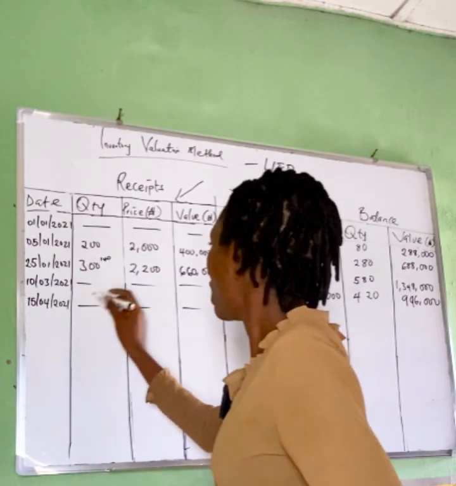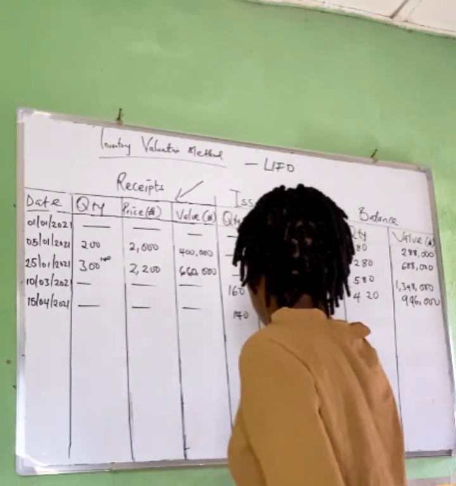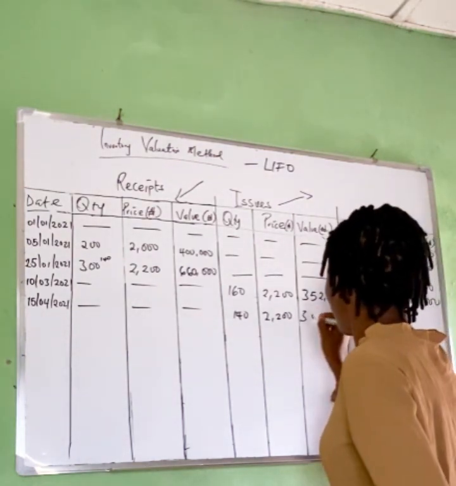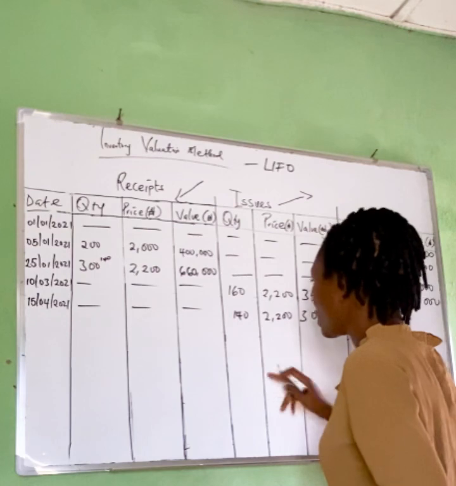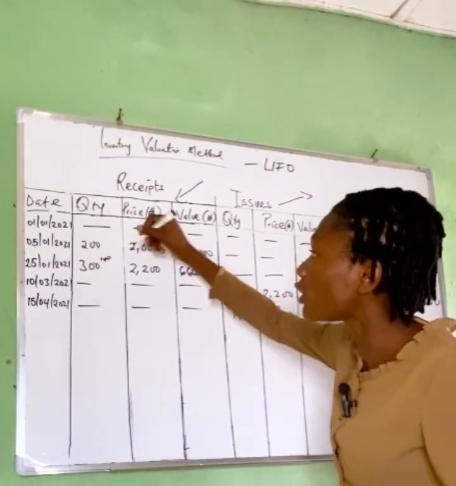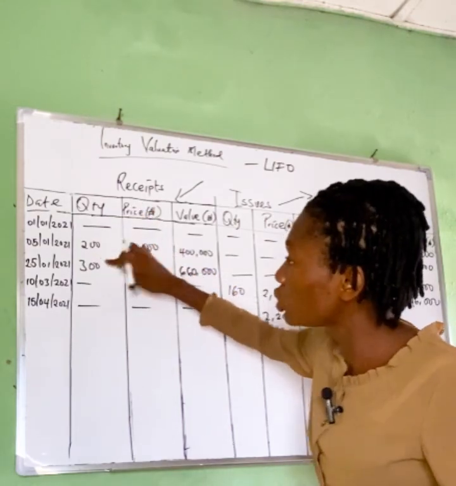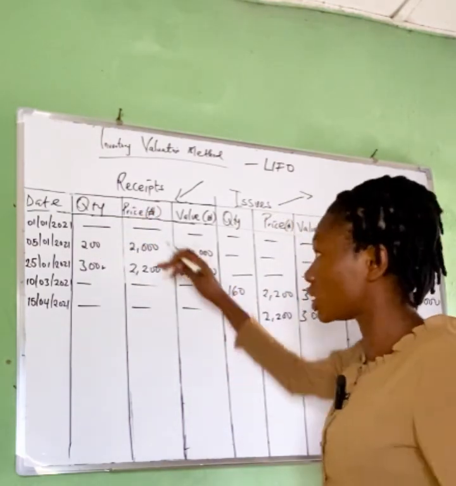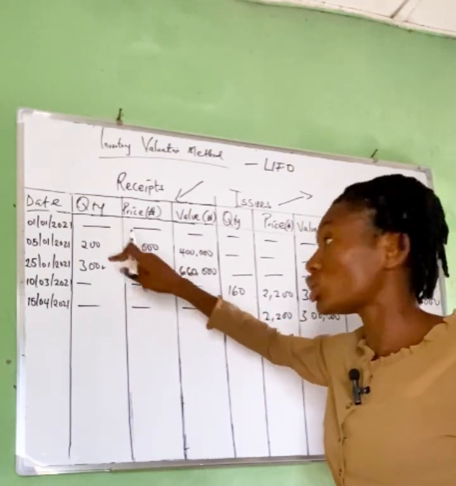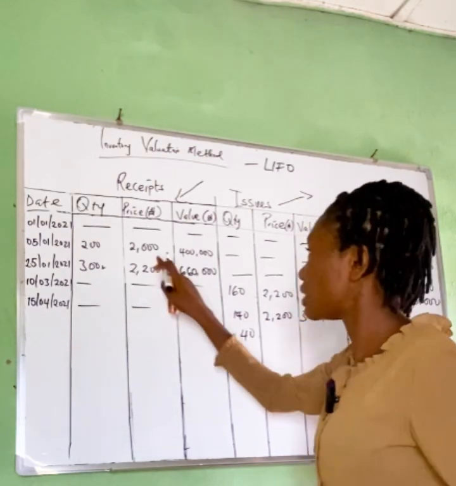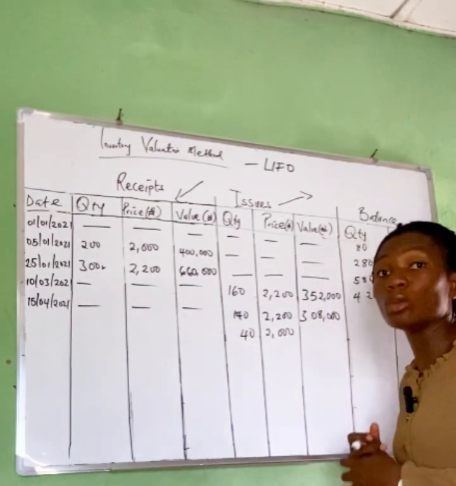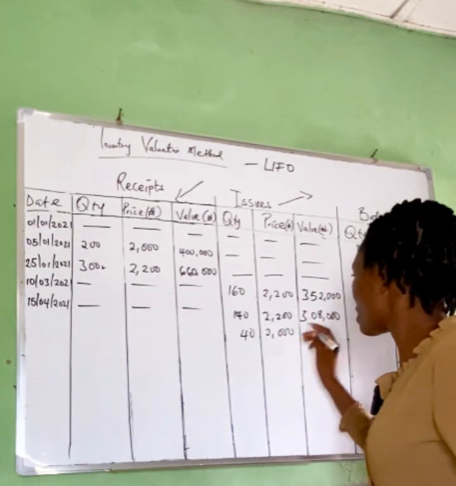140, the price is 2,200, so that will be giving us 308,000. But this is not 180. We are still short of 40, so we can now pick the 40 from the next person. So now we are through with the 300. We can now pick the 40 from the next person, which is the 200. We'll pick 40 from 200 to issue out at 2,000 naira. So the value, when we multiply, is 80,000.